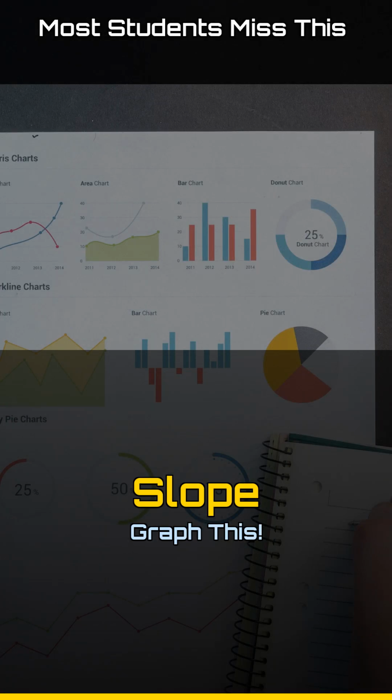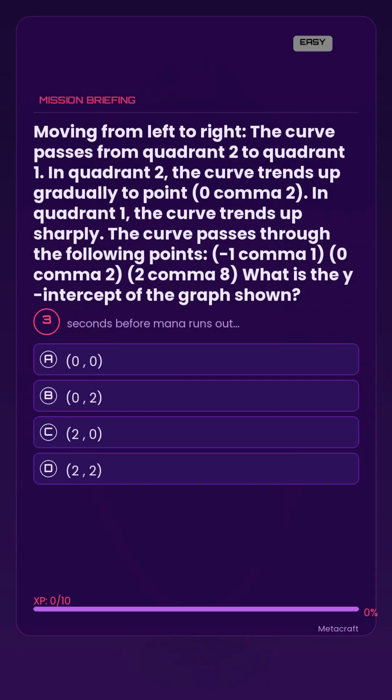Prove you're built different. Moving from left to right, the curve passes from quadrant 2 to quadrant 1. In quadrant 2, the curve trends up gradually to point (0, 2). In quadrant 1, the curve trends up sharply. The curve passes through the following points: (-1, 1), (0, 2), (2, 8). What is the y-intercept of the graph shown?